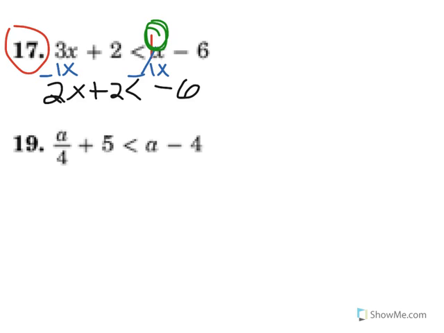Alright, so now take a look. We now have a two-step inequality now that we've combined our variables. We now just have to get x by itself. So on the left side, we have to get rid of the plus 2, and then we have to get rid of the times 2.